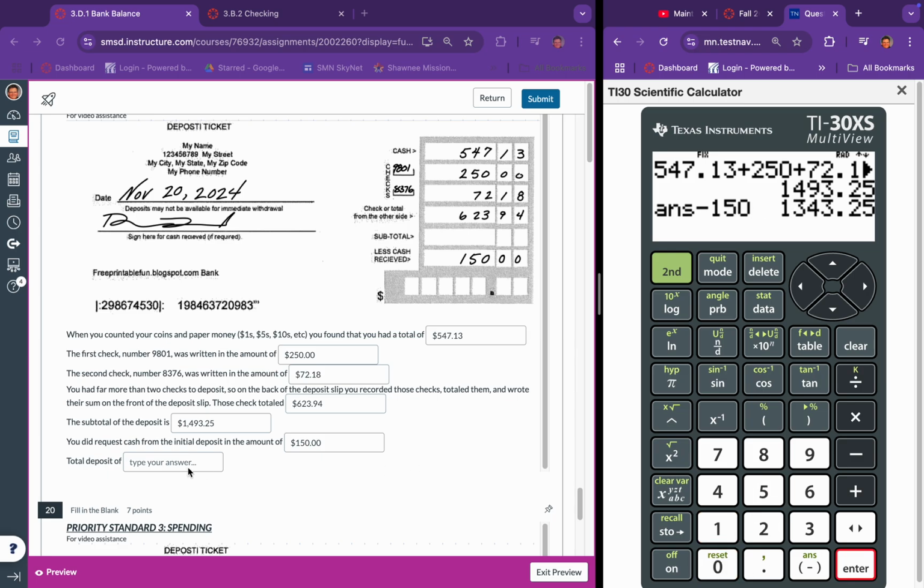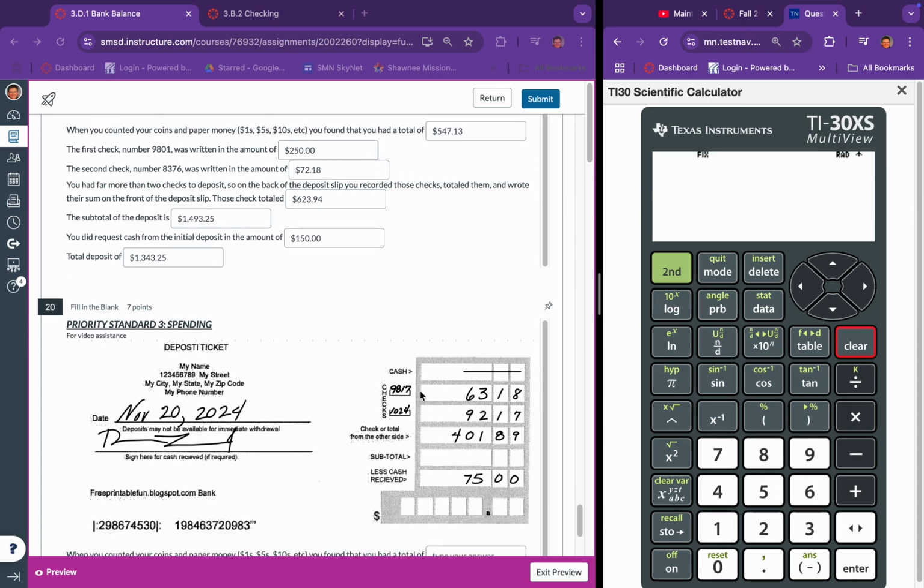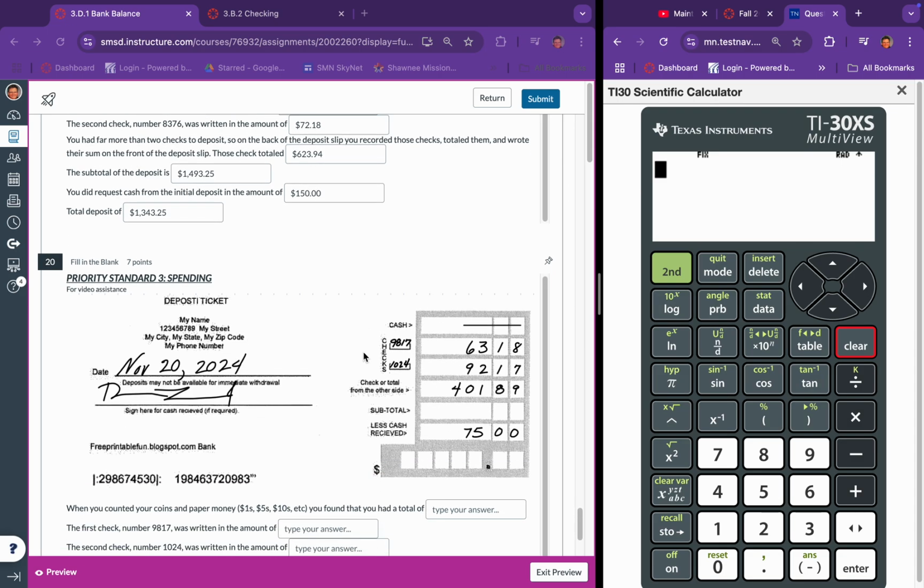And so really what you put in the bank, what your actual deposit was, $1,343.25. So you walked into the bank with $1,493.25. You left the bank with $150 cash in your wallet and an additional $1,343.25 in your bank account. Okay, and that is it, my friends. There is no more to it. That's as straightforward as it is. Let's do another one just to make sure you feel comfortable.